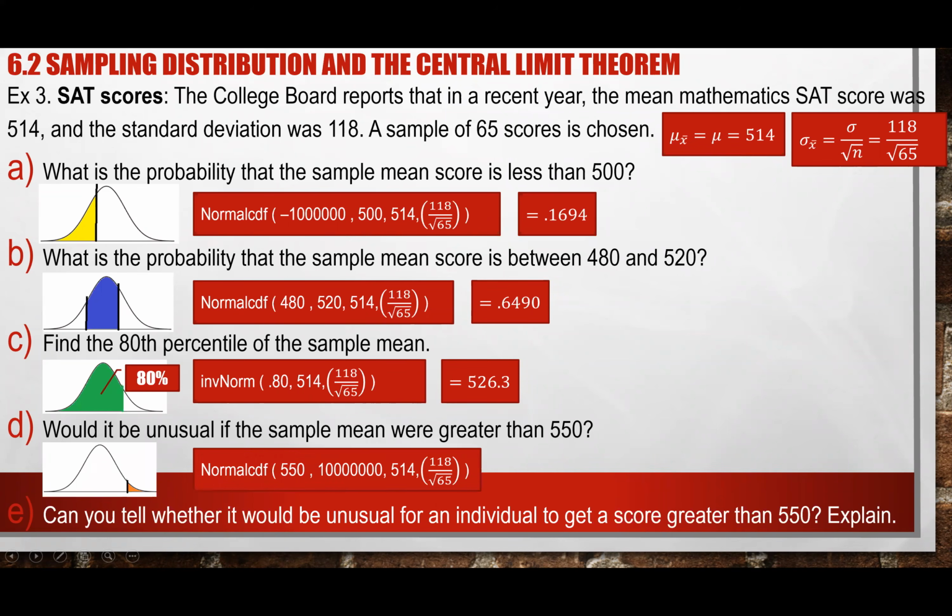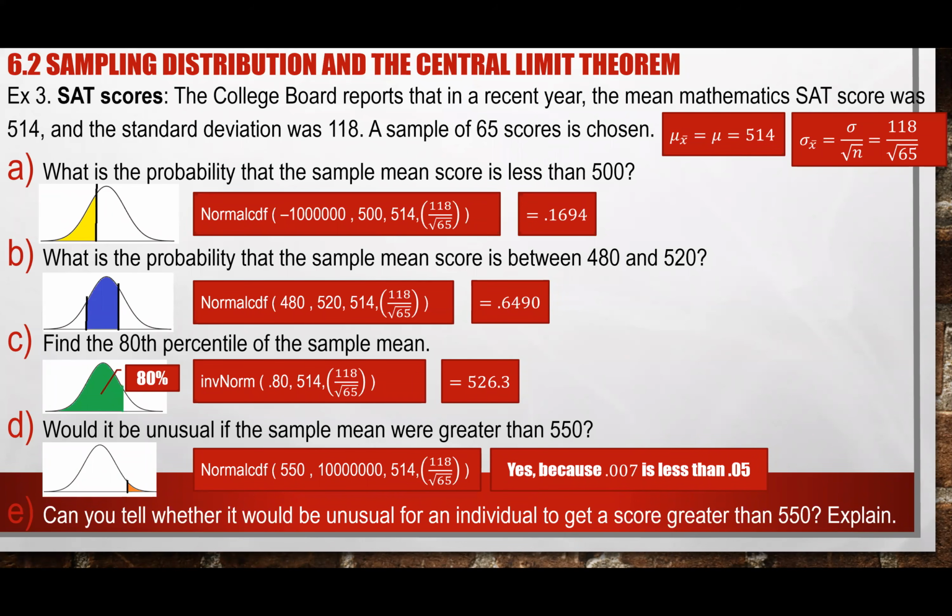And to find that, we need to do the normal CDF. My lower limit would be 550. The upper limit would be some humongous number, in this case I put 10 million. And my mean and my standard deviation is this item. If I plug it in, this is what I have: 0.007. We would say, well, yes, it's unusual because the cutoff is 0.05 and this number, 0.007, is less than 0.05. So in order for you to identify if it's usual or unusual, you have to find the area or probability, and to do that, you have to do the normal CDF.